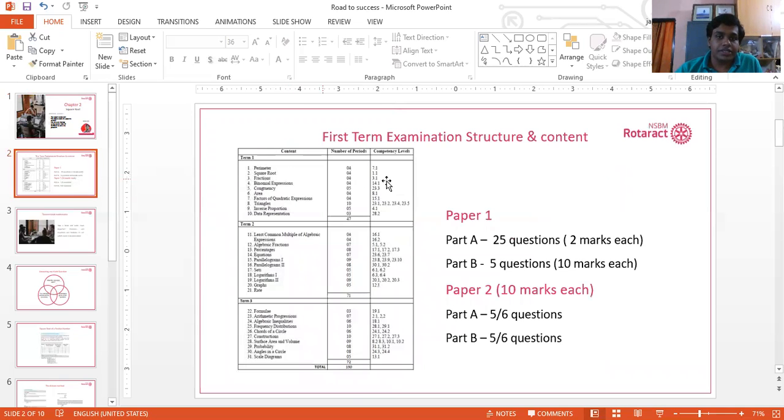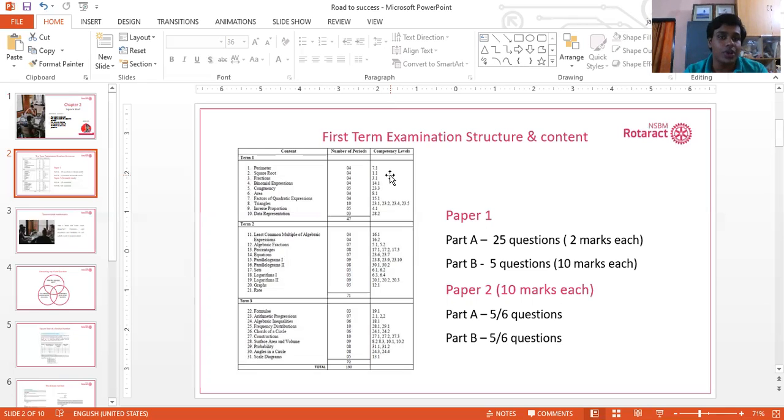Here is the same thing I showed last time, for people who are joining for the first time. We talked about these in the last chapter, perimeter. If you want, you can check out our last video through the link below. Definitely the link will be there. The first term examination structure and content will have perimeter, square root, fraction, and those stuff.